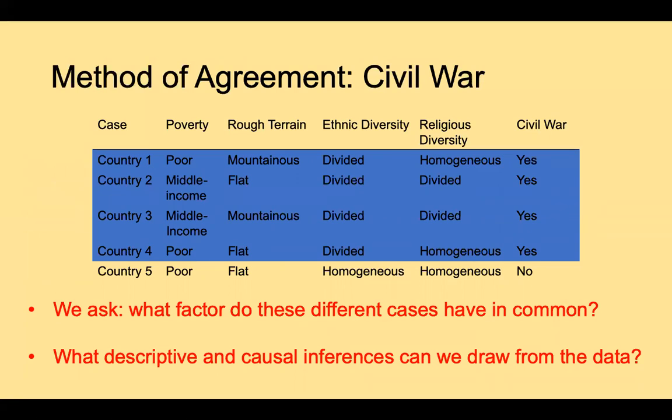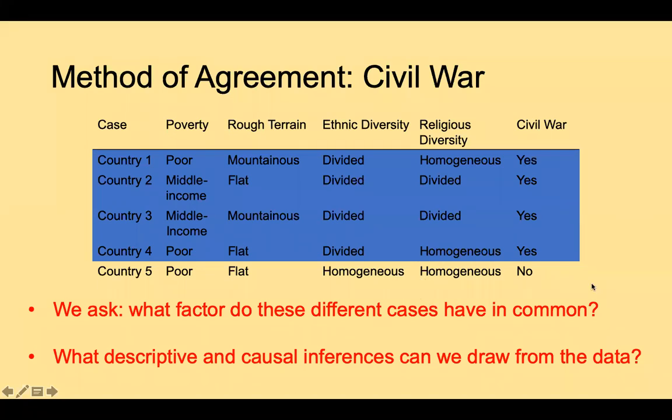Okay, so we're using a different approach now, and what we're doing is we're looking at different cases to figure out what they have in common. And again, what I have is the positive cases in blue. These are cases where civil war occurred. And then I have one negative case that's without a solid fill, and that is country 5. And what we're asking ourselves is, what factor do these different cases have in common? That means you're going to be looking primarily at the blue, but you're also going to be looking at country 5 too to see if the pattern holds.